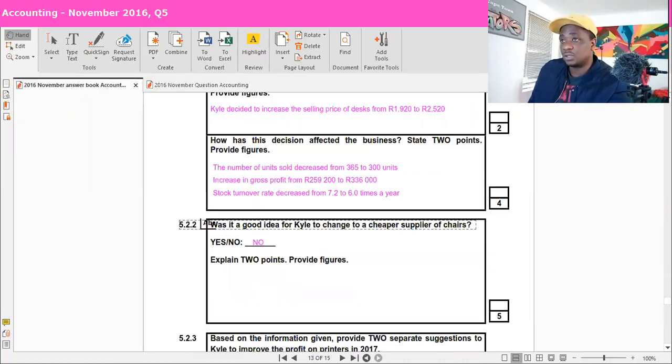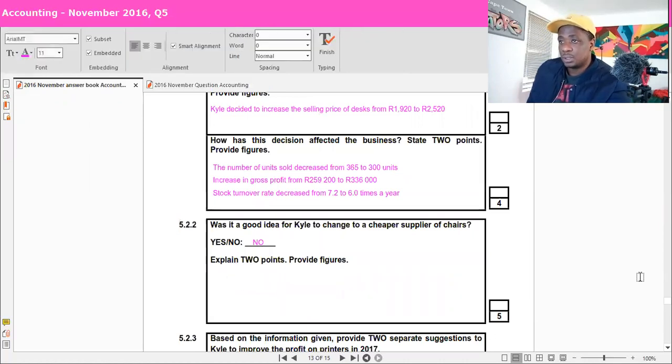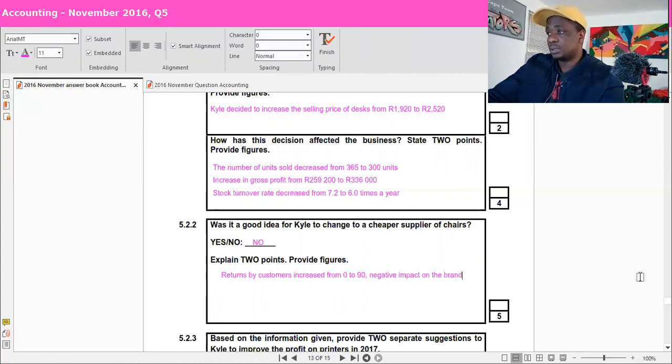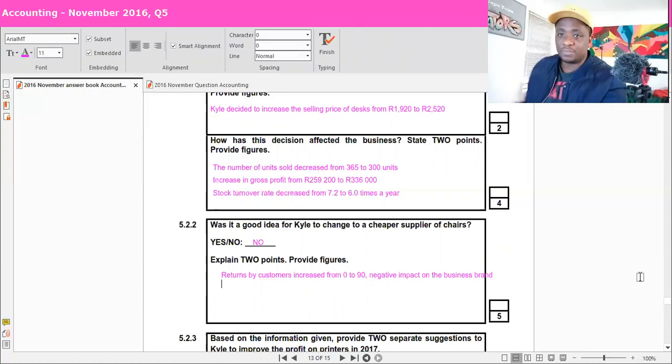So the first thing you'd say: returns by customers increased from 0 to 90. Negative impact on the business brand. If you're selling cheap stuff, you create a negative perception of your business.